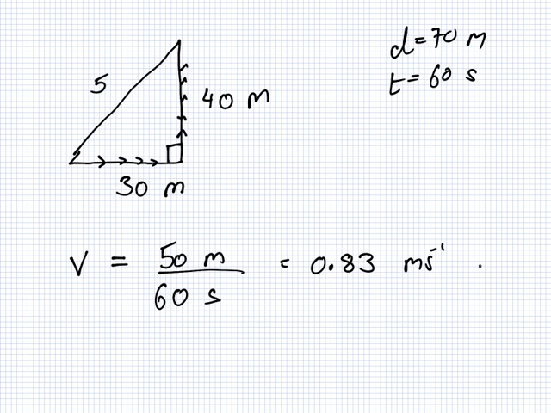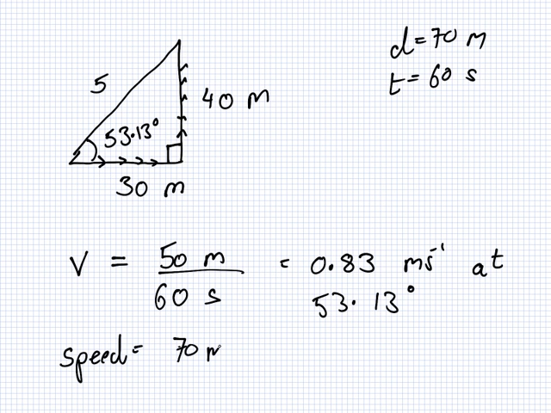So I'll say at, what's this now? 53.13, yeah. At 53.13 degrees then. So this is the velocity. Notice how this is quite different to the speed. The speed would have been 70 meters over 60 seconds, which is, as you can see, definitely not the same.